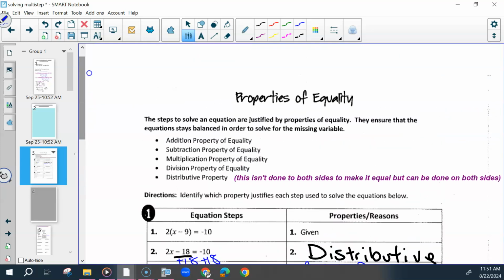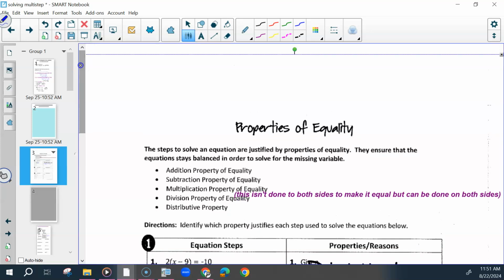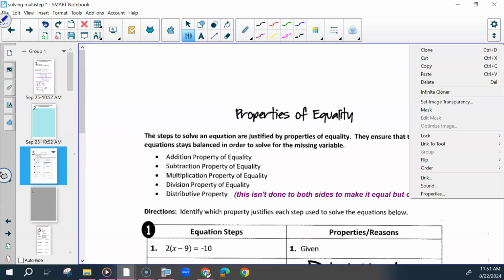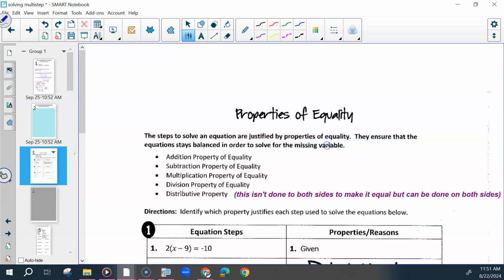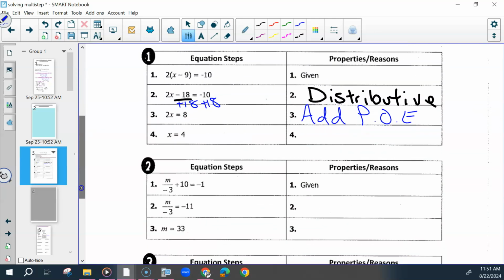I'm just going to quickly lock this so that it can stop moving around. No, don't do that. Question. Yes. So, how does it become positive? Because my math... Right.